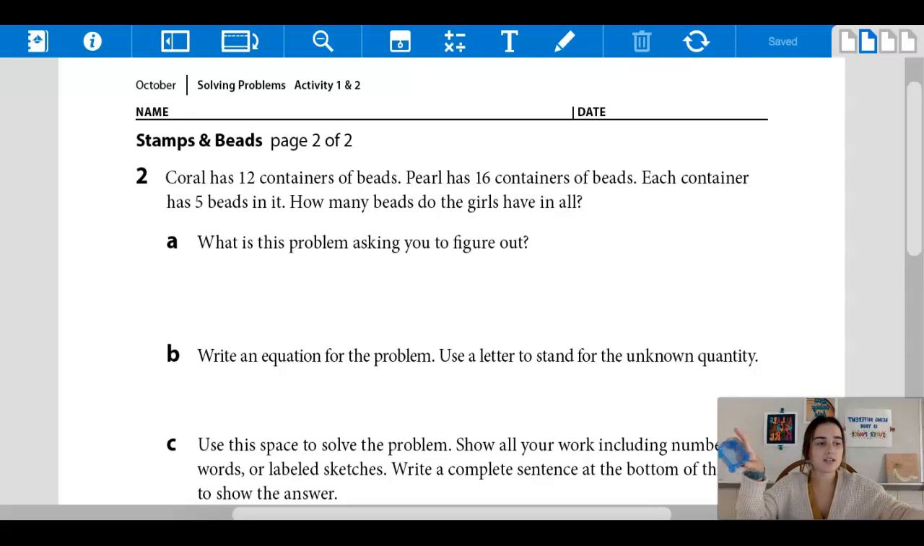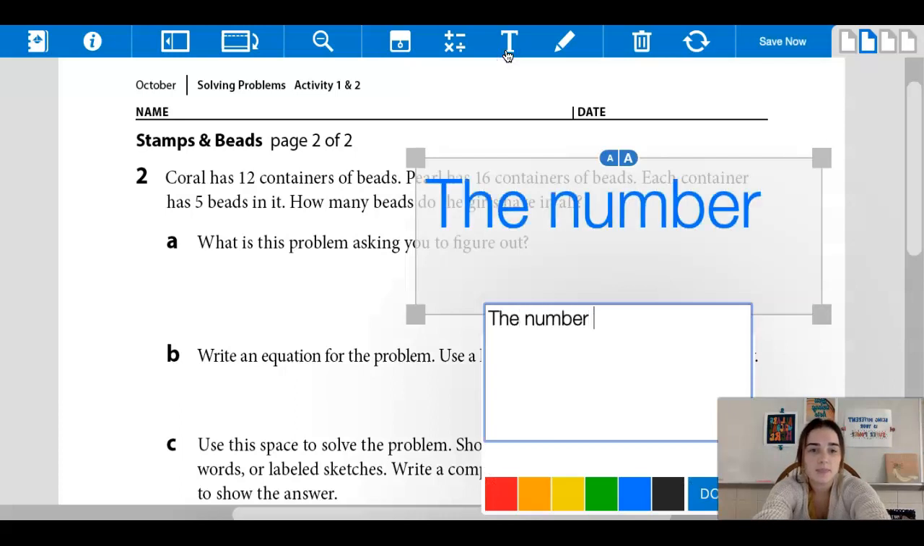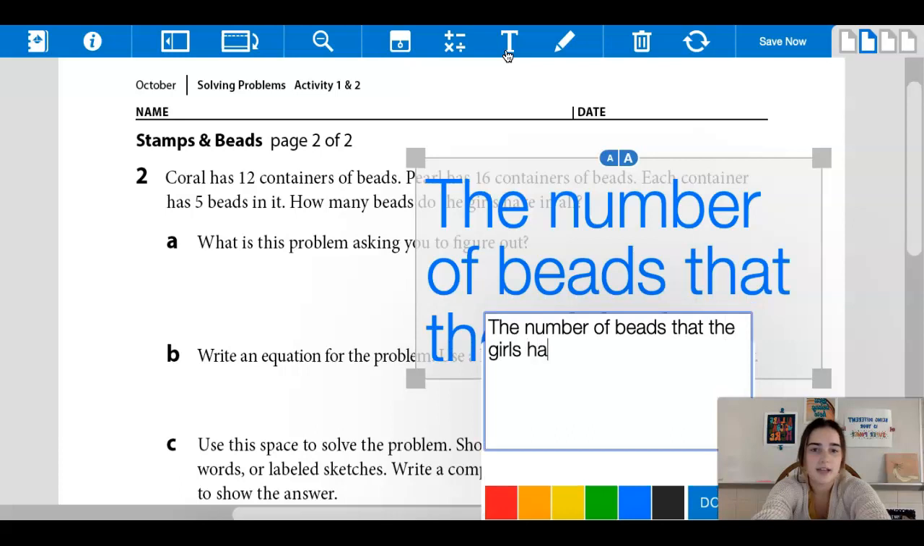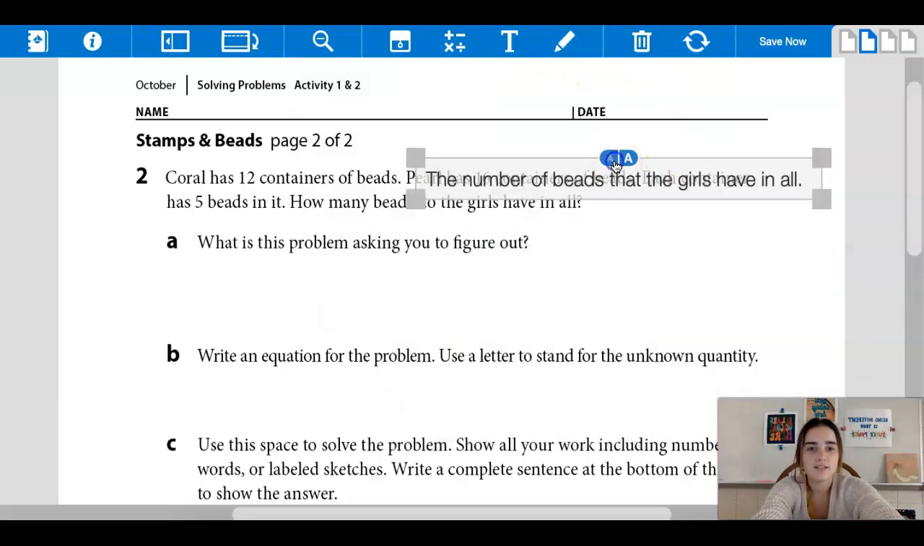Let's go to question letter A. What is this problem asking you to figure out? We need to figure out how many beads the girls have in all. So to answer this question, what is the problem asking you to figure out? The number of beads that the girls have in all. All right.